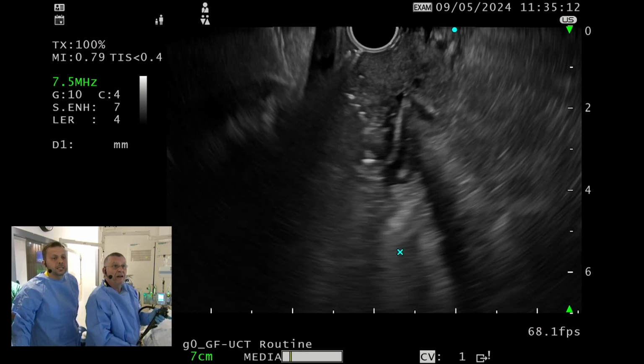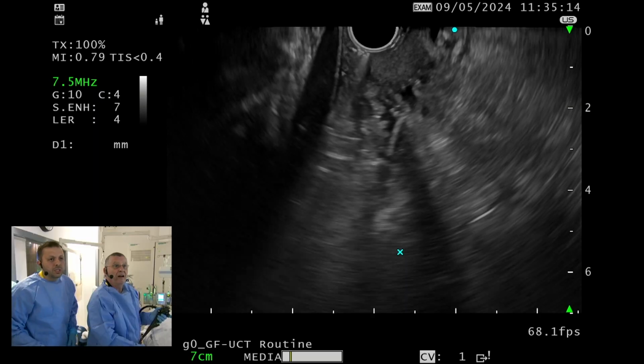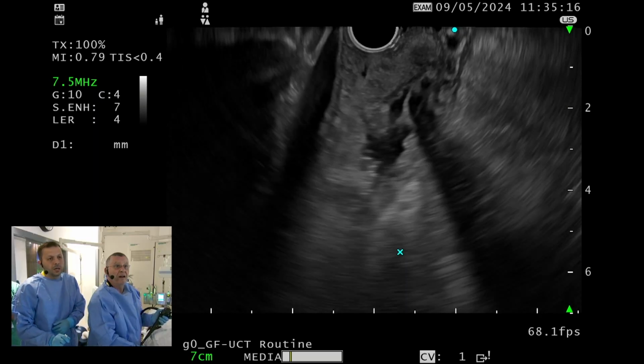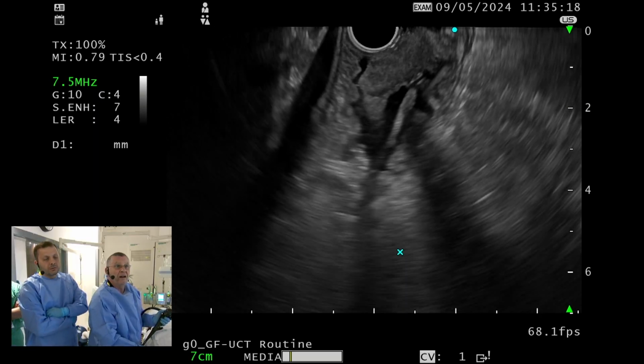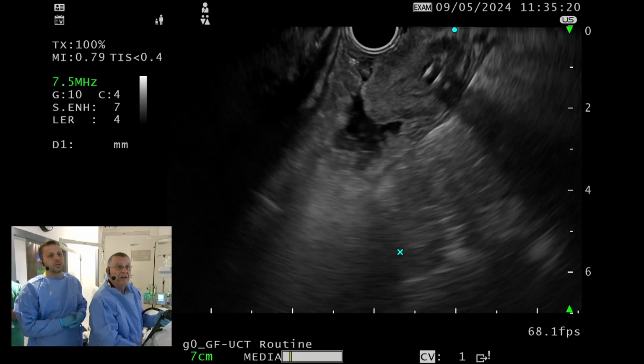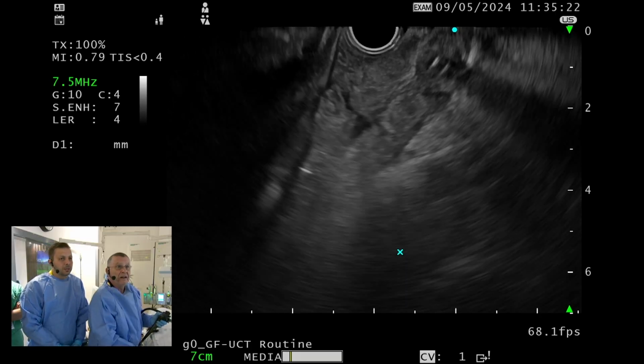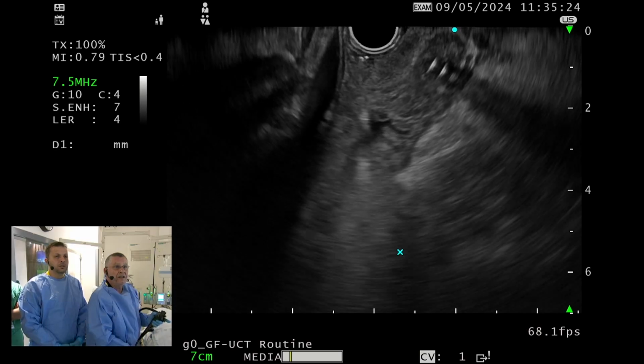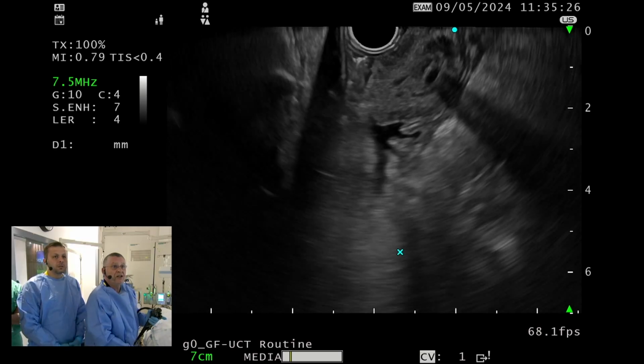As you can see, we're using the MU3, the most advanced endosonography processor from Olympus. That's what we're getting pictures through. And now I study this lesion.